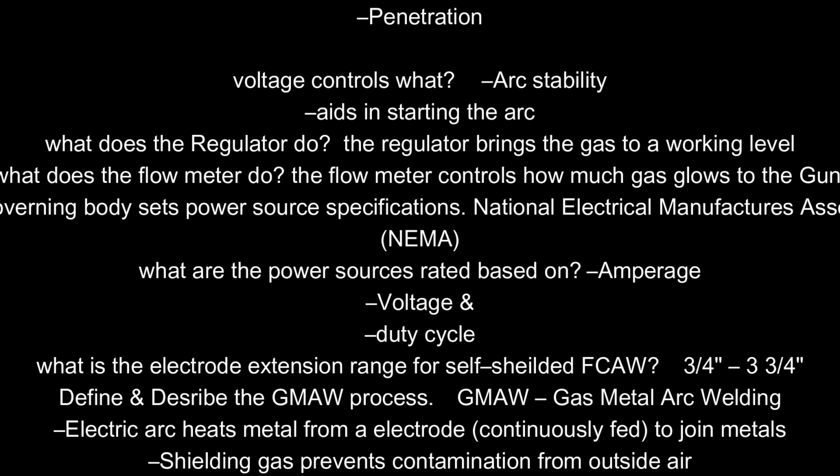Define, describe the GMAW process. GMAW, gas metal arc welding. Electric arc heats metal from an electrode, continuously fed, to join metals. Shielding gas prevents contamination from outside air.